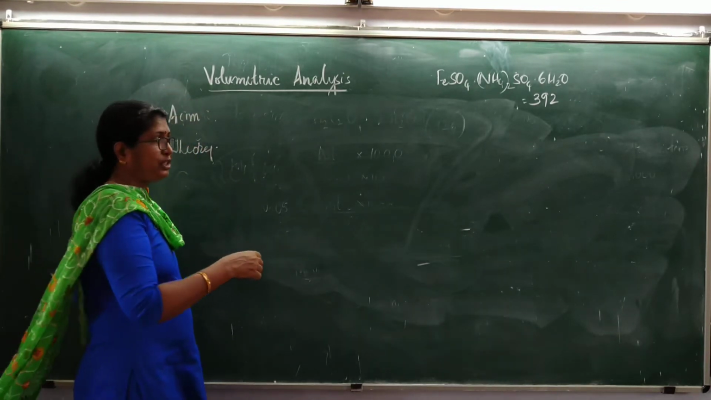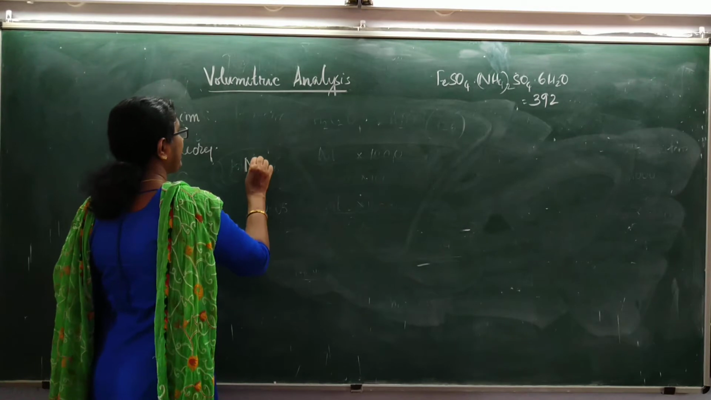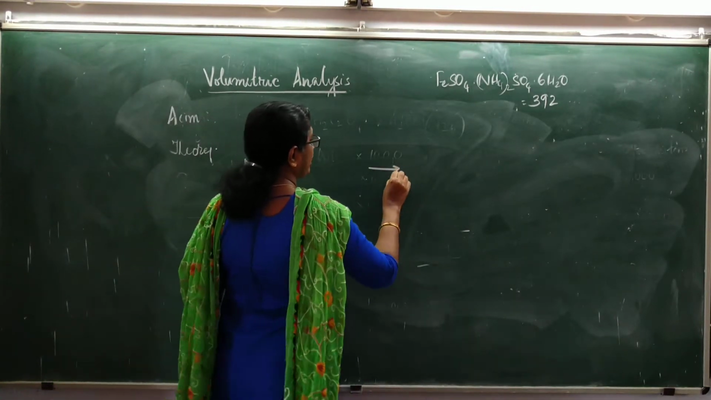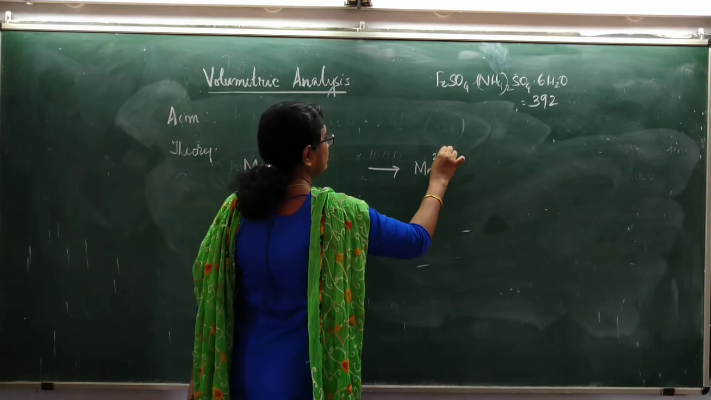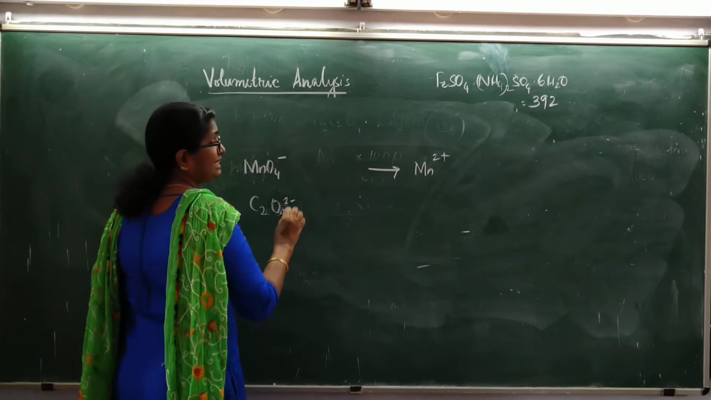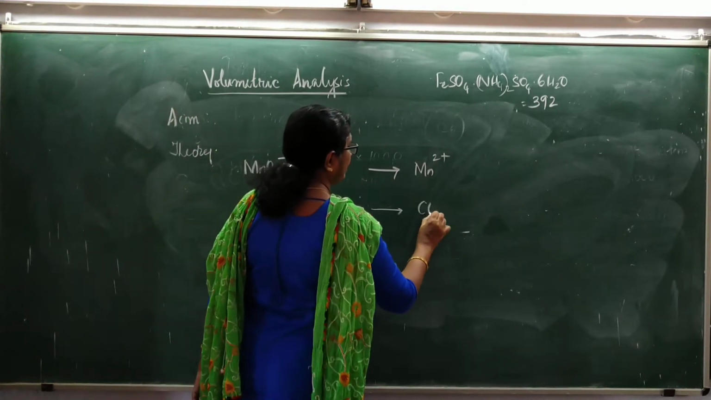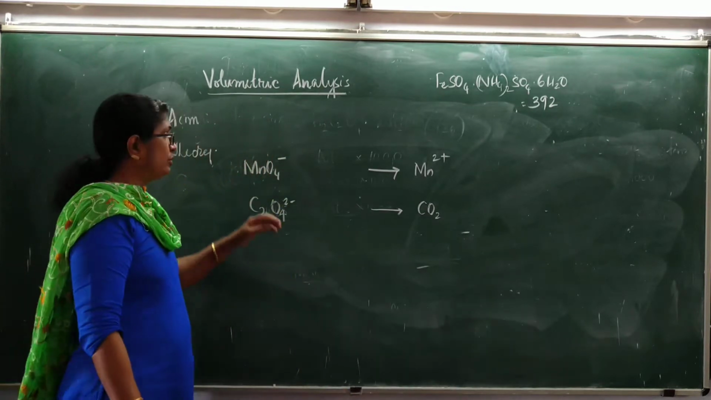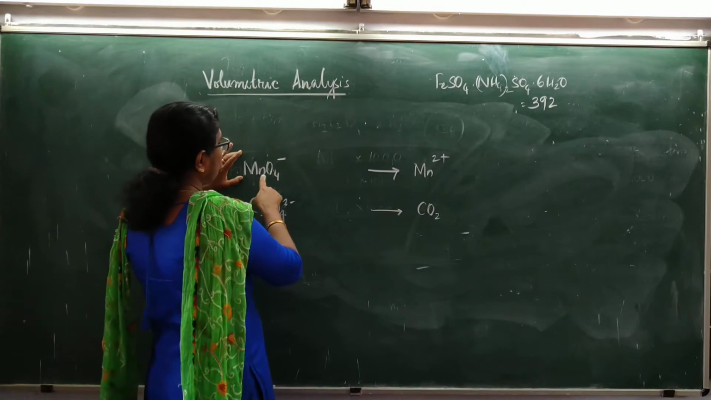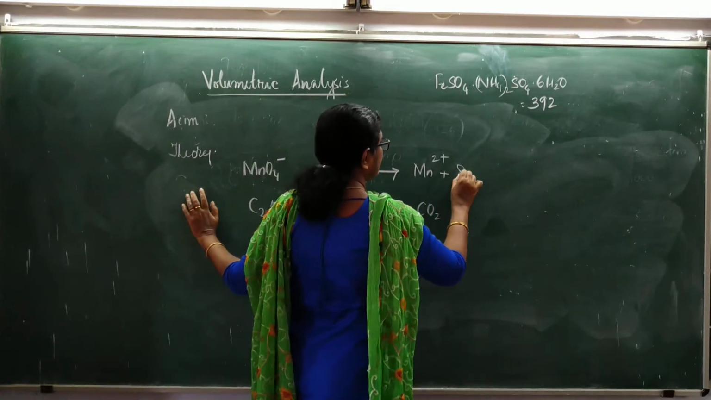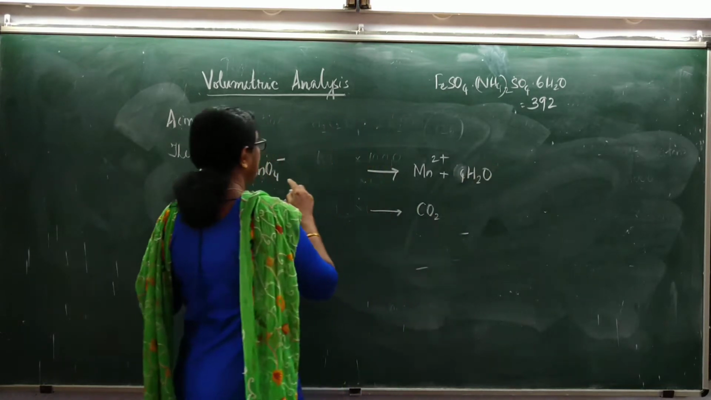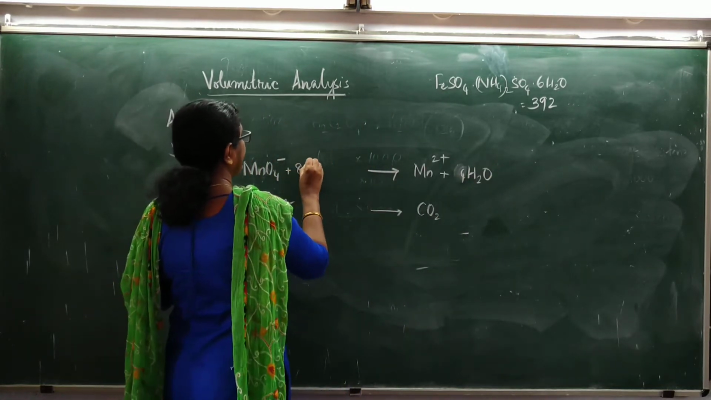I will write the ionic equation. Now the ionic equation is: permanganate ion, MnO4 minus ion, is reduced to Mn2 plus ions, and oxalate ion, C2O4 2 minus, is oxidized to carbon dioxide. Last year you have studied. So here permanganate ion is reduced to Mn2 plus. So to balance 4 oxygen here you will have to write 4H2O, then 8 hydrogen, 8H plus.